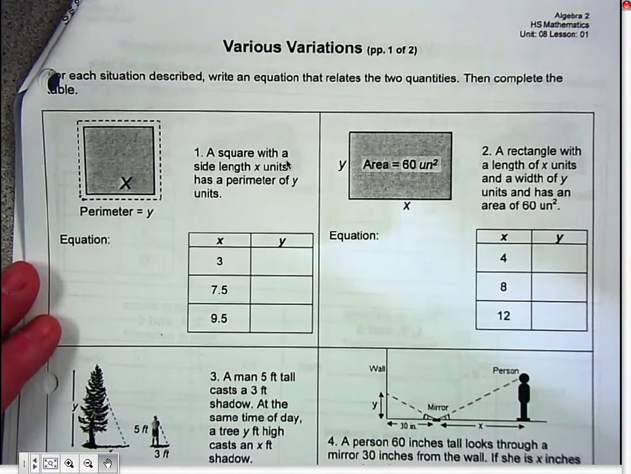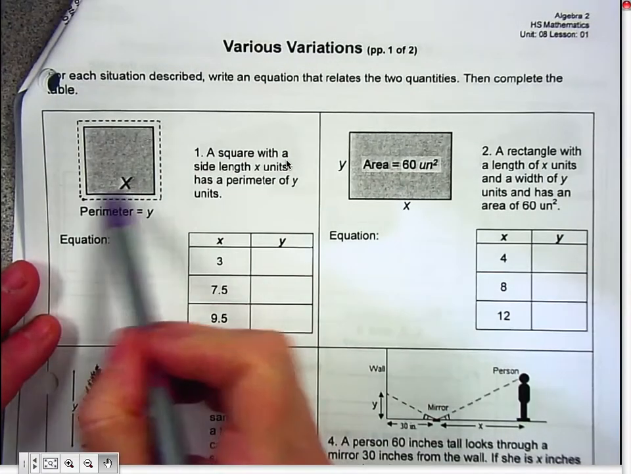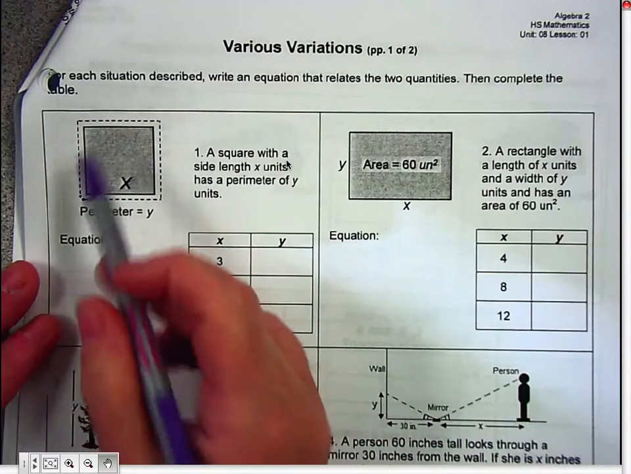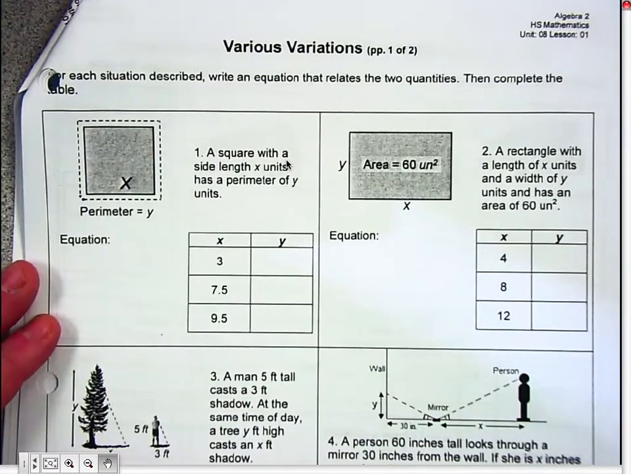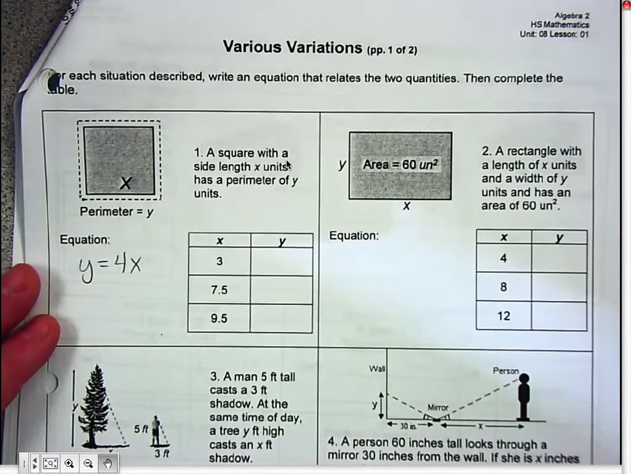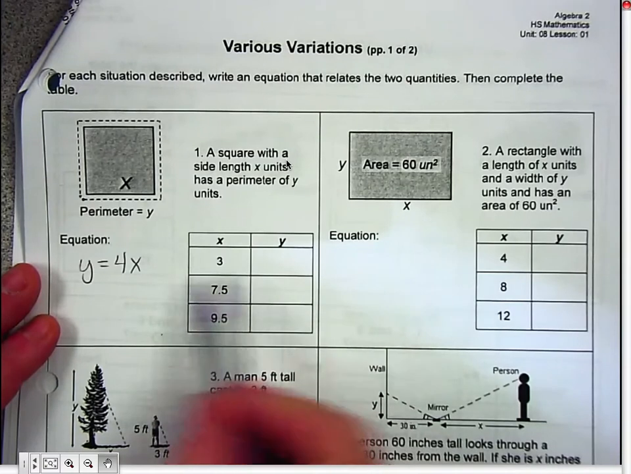Okay. If you have a square with a side that's x, how could you find the perimeter of the square? Okay, x times 4, because there's 4 sides. So how could we write that using y and x? Y equals 4x. Very good. And then we're going to plug in these numbers and fill out the table.